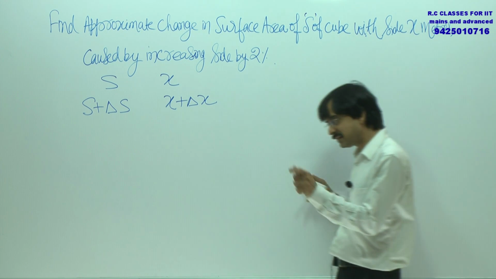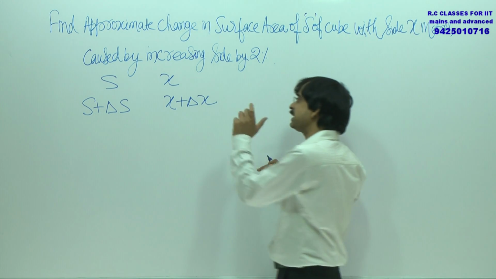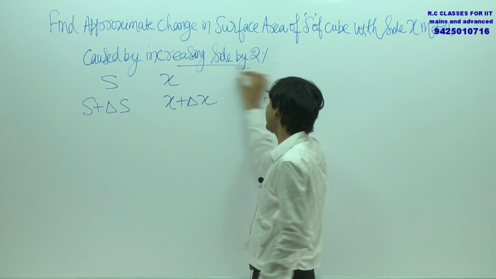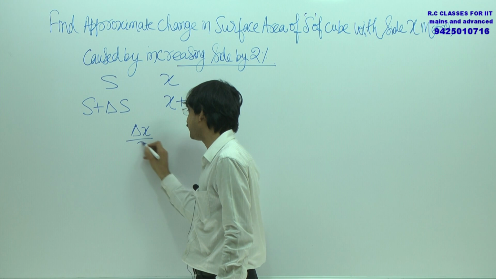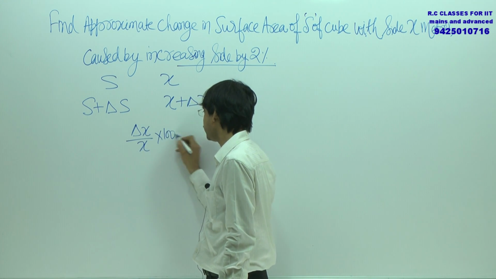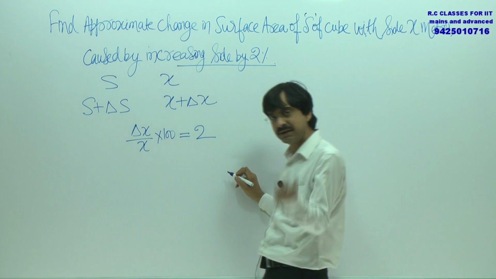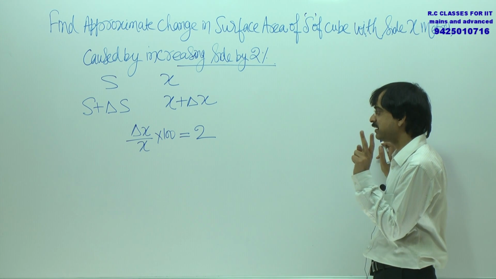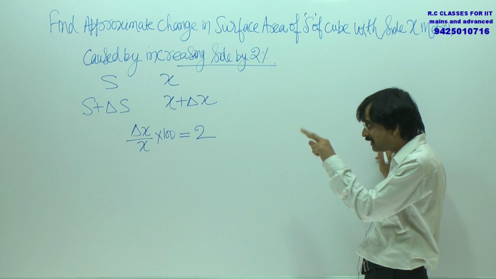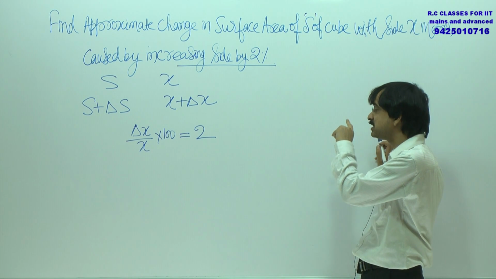So initially the side is x, then it has been increased by delta x. So it is increasing the side by 2%. That 2% is what? That is delta x by x into 100 is equal to 2. It is given in terms of percentage. So delta x by x into 100 is given as 2. And we want delta S, the approximate change in the surface area.